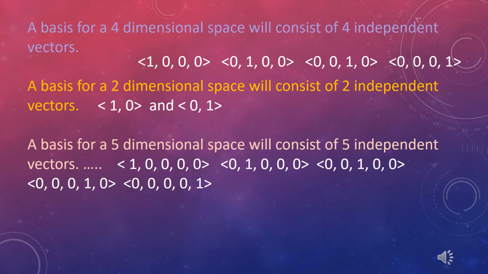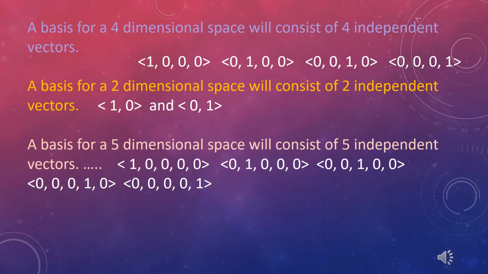The standard unit vectors in R2, i and j, (1, 0) and (0, 1), will work as a basis for R2. But again, to span a 2-dimensional space, you just need 2 independent vectors.